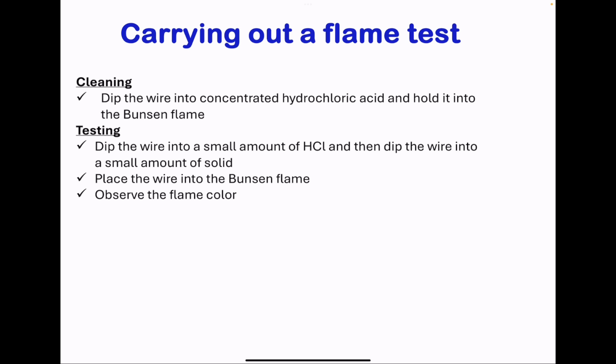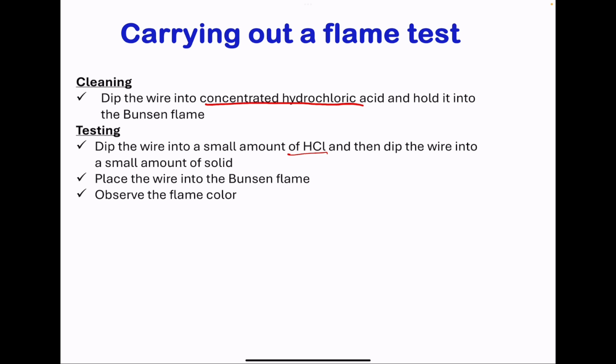First, the wire used should be cleaned. Cleaning can be done using concentrated hydrochloric acid and holding it in a Bunsen flame as you clean it to remove any residues. Then during the actual test, we can dip the wire into a small amount of concentrated hydrochloric acid, and then we dip that into a small amount of the solid so that the wire can pick up the solid. In this case, remember, the wire is already wet with the acid, so when it picks up the solid, there is going to be dissolution, or some of the solid is going to be converted into a solution, which is basically going to be a salt.